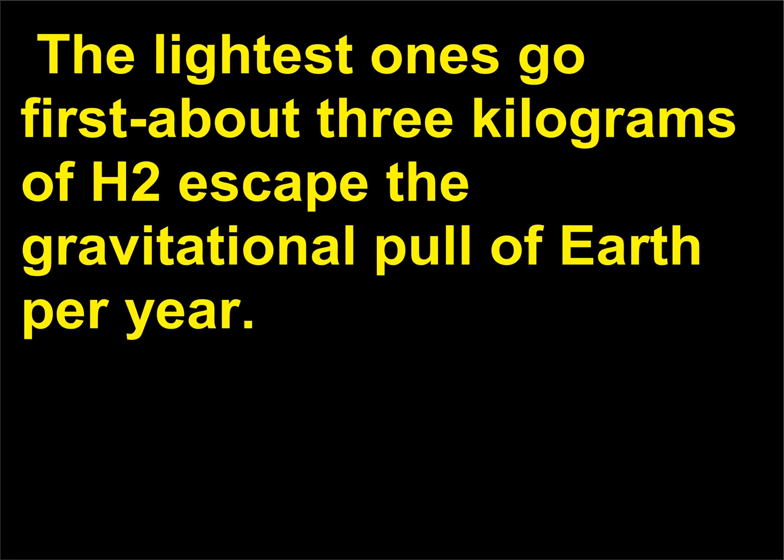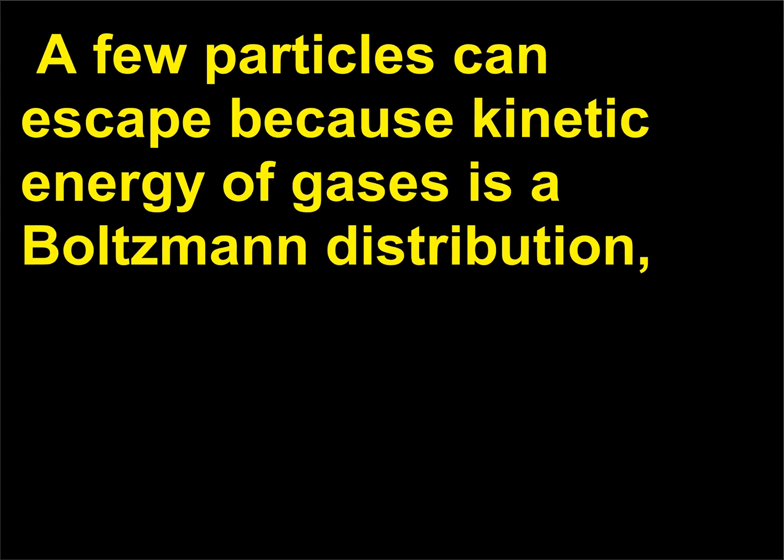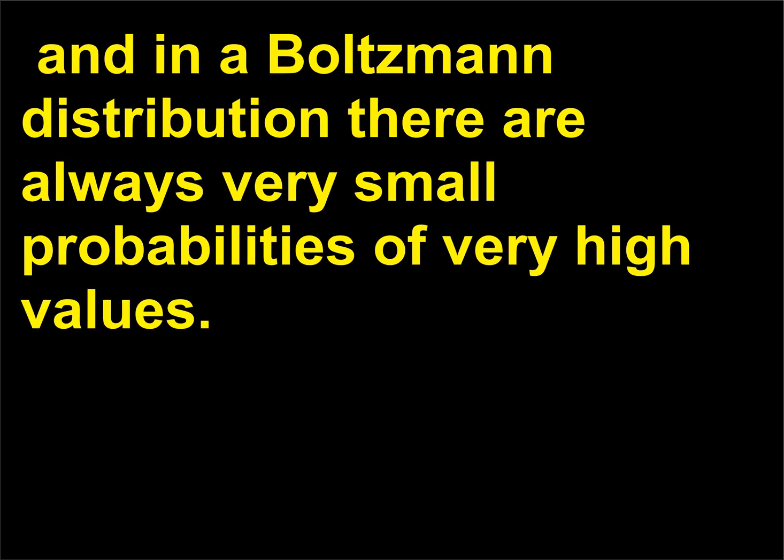About 3 kilograms of H2 escape the gravitational pull of Earth per year. A few particles can escape because the kinetic energy of gases is a Boltzmann distribution. And in a Boltzmann distribution there are always very small probabilities of very high values.